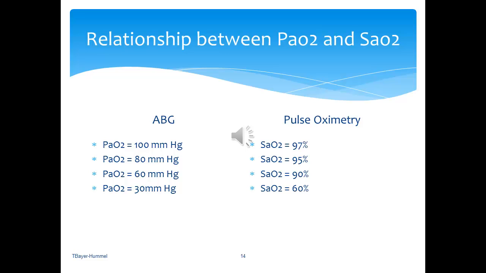This is simply a table delineating the relationship between PaO2 and SaO2. For example, if your PaO2 is 100, your SAT is 97. Now let's go down to the bottom number. If your PaO2 is 30, your SAT is 60. So you really want to think about those low saturations and how they correspond to your PaO2s when examining and assessing patients.